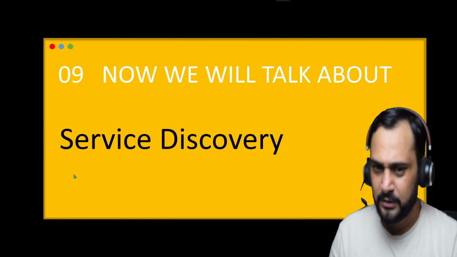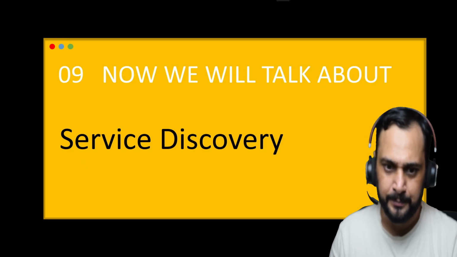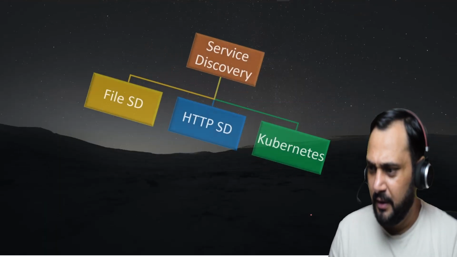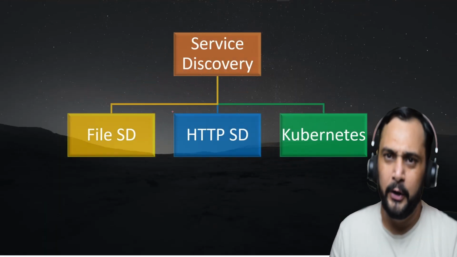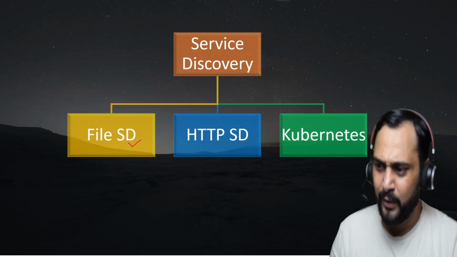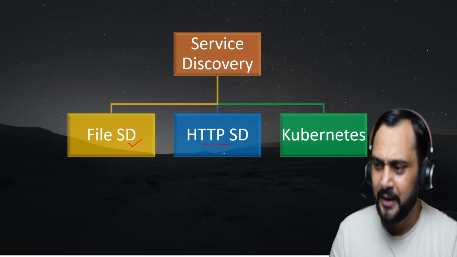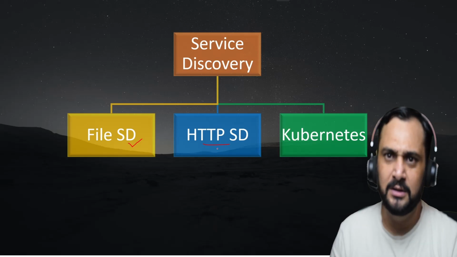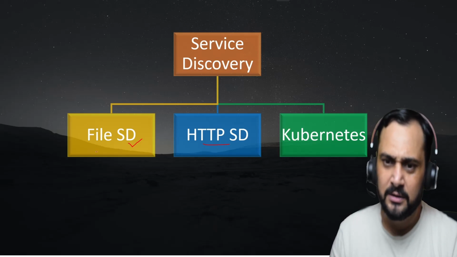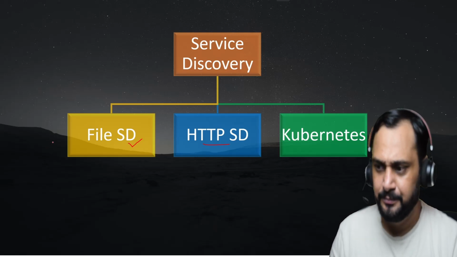Today our topic is service discovery. In service discovery, we can divide it into three parts. The first one is file SD, the second one is HTTP SD, and the third one is Kubernetes. File and HTTP SD means service discovery. In this, we will add the content statically.